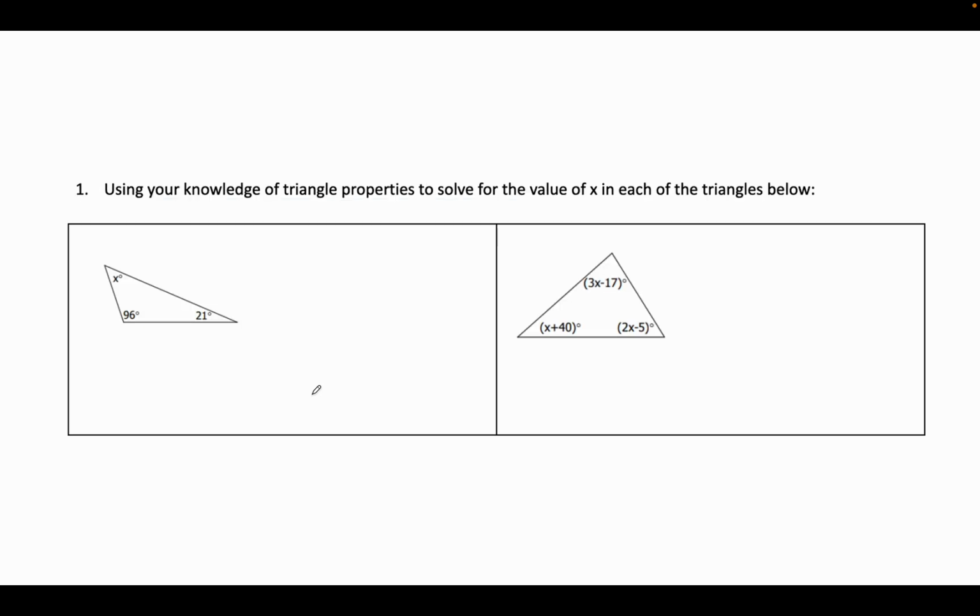Triangle properties. So again, all triangles add up to 180. So 96 plus 21 plus x is 180, or 180 minus 21 minus 96 is 63 degrees.